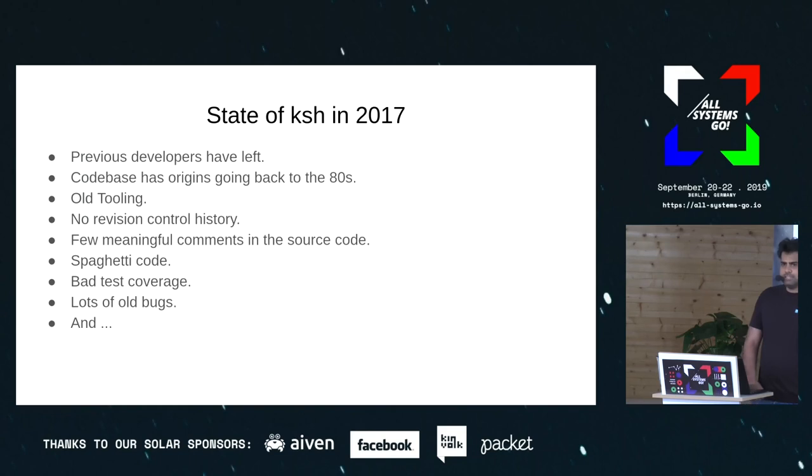And I got involved in KSH somewhere in mid-2017, and this was the situation back then. The previous developers have left. Either they have retired or they have moved to some other companies. The codebase has origins going back to the 80s, a very old codebase. The tooling is old. We didn't have a revision control history. The whole source code was taken and dumped on GitHub without any revision control history. There are a few meaningful comments in the source code. I have some examples of them. The code was tricky. The test coverage was bad. There were lots of old bugs, like the one I showed in my previous slide. And this is a legacy code base, so you can imagine the situation.